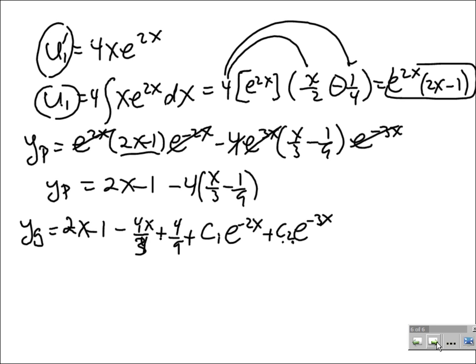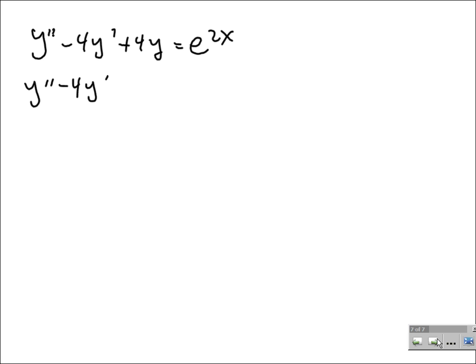Let us try one more. Suppose you have y double prime minus 4y prime plus 4y, and this is equal to e to the 2x. So we find the homogeneous solution. That is, first we write down the corresponding homogeneous equation, which means we let g of x be 0. And then we write down the auxiliary equation.